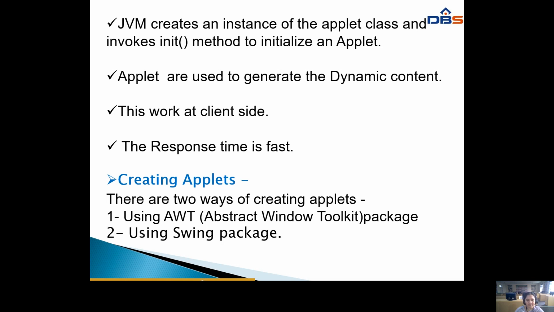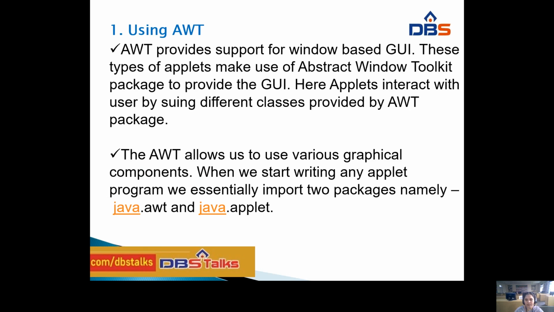The second way is using Swing packages. This is the second part of our 5th unit, Swing. With the help of these two ways, or two packages, we can create an applet. What is the first one? Using AWT packages. Second one, using Swing packages. So for the first one, using AWT packages, we need to describe it.